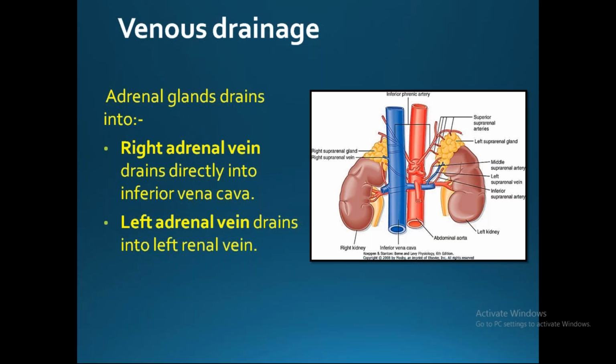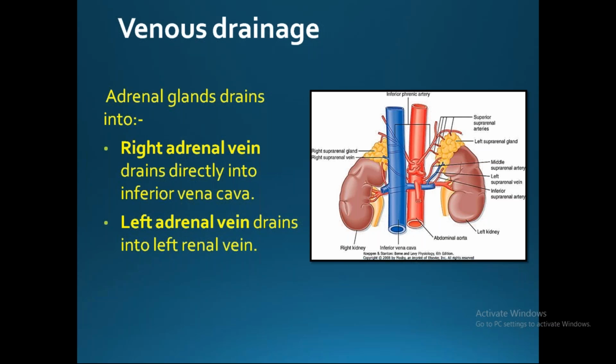And there are two veins, the right and left adrenal veins. The right adrenal vein drains directly into the inferior vena cava, whereas the left adrenal vein drains into the left renal vein. Similarly, the left testicular vein drains directly into the left renal vein, and the right testicular vein drains into the inferior vena cava. So any problem in the left renal vein will reflect as a problem of the left testicular and left adrenal veins, because these structures drain directly into the left renal vein.